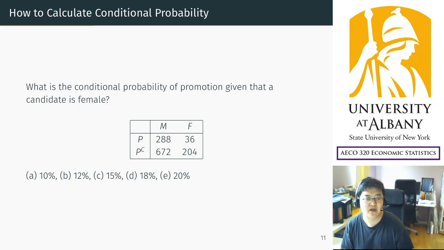Please play the next video after you calculate this. Please answer this question and then check if you're correct in the next video.